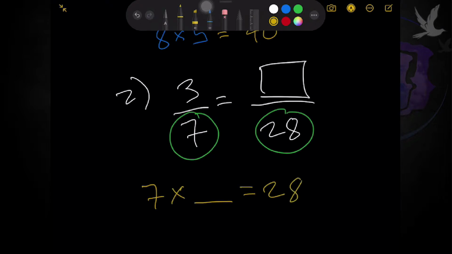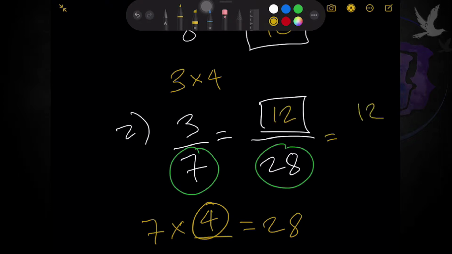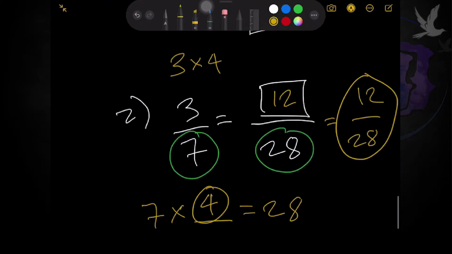To give us 28. Knowing your multiplication table, so dapat nga alam nyo, because if you do not know your multiplication table, then you have to skip count itong process na to. Wala tayong choice. So 7 times blank will give us 28. So the answer here is 4. Since you multiplied our denominator by 4, you should also multiply our numerator by 4. And 3 times 4 will give us 12, which means our final answer here is 12 over 28. Okay, so ganun lang yung sa letter C.